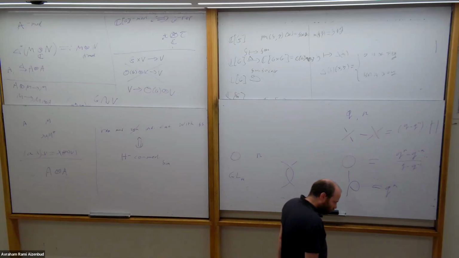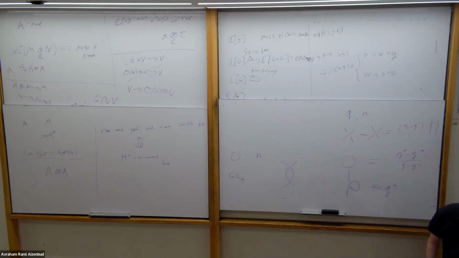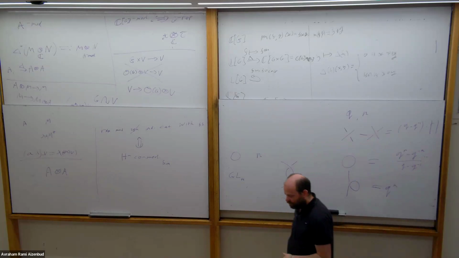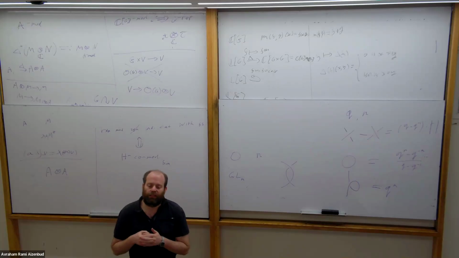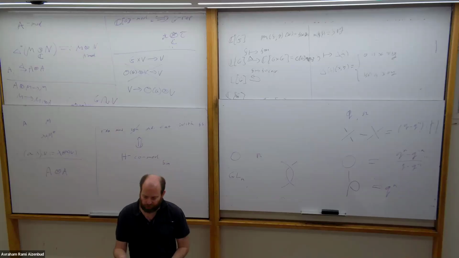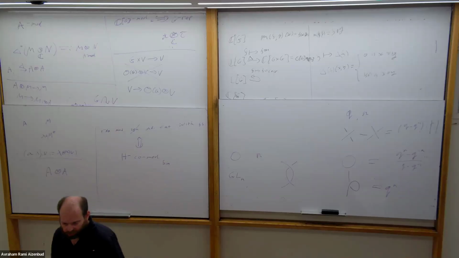So on the level of morphisms, the dimension of the space of morphisms is kind of small. It's as small as morphisms in the Brauer category. So we only have permutations.